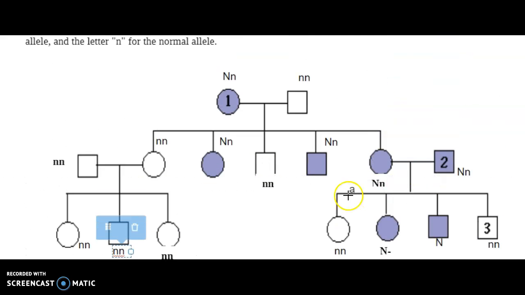Individual number 1 has offspring that are showing the recessive trait, so she had to have been able to give a recessive allele to those offspring. She's showing the dominant trait, so we knew that she was big N, and we also now know that she's little n, because she had to be able to give a little n to the offspring showing the recessive trait. Dad gave one little n, and the other little n would have to have come from Mom. So let's write that in there.